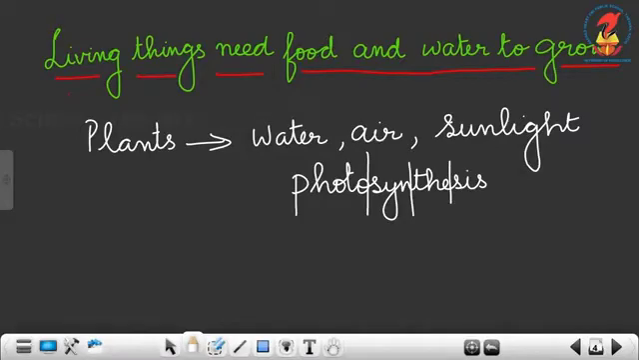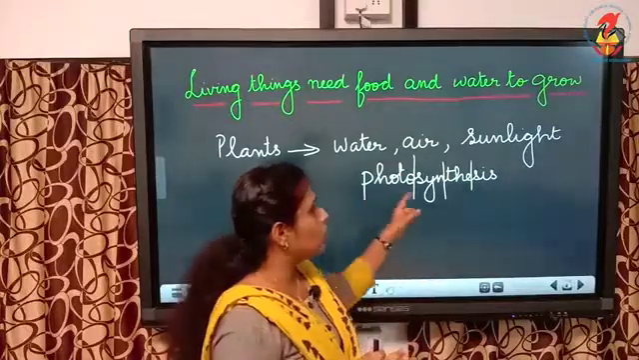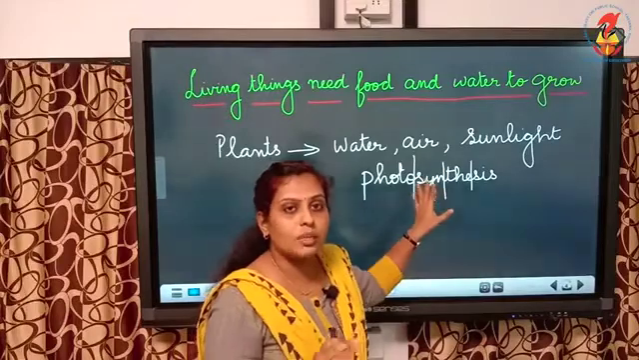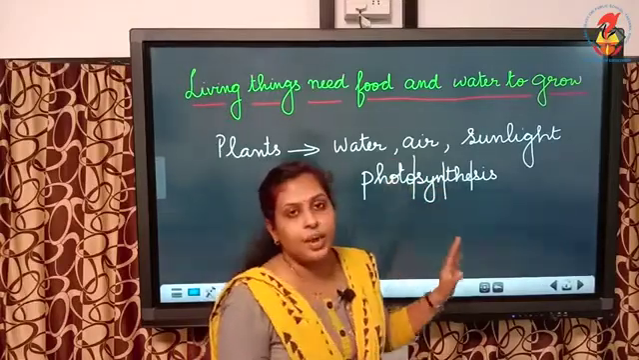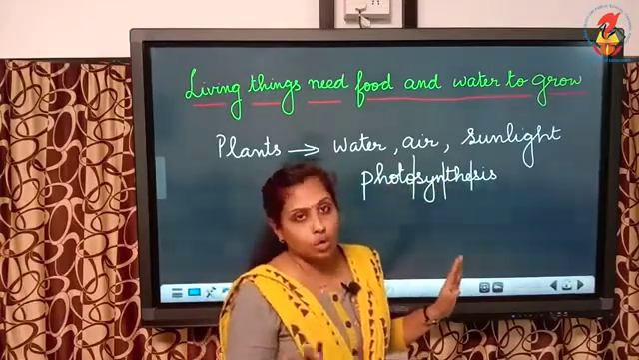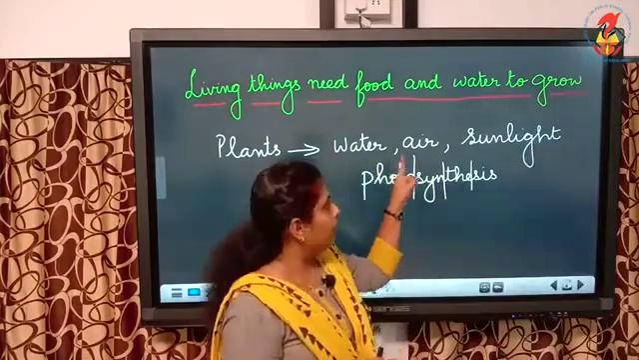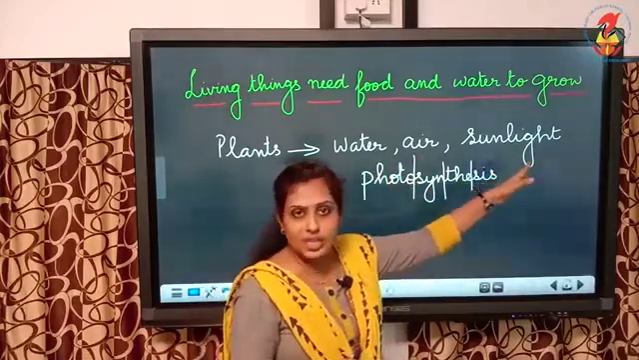Photosynthesis. Cut the word and learn. Okay. Photosynthesis. This process means that plants can prepare the food of their own with the help of water, air, and sunlight. You know what sunlight is, right?